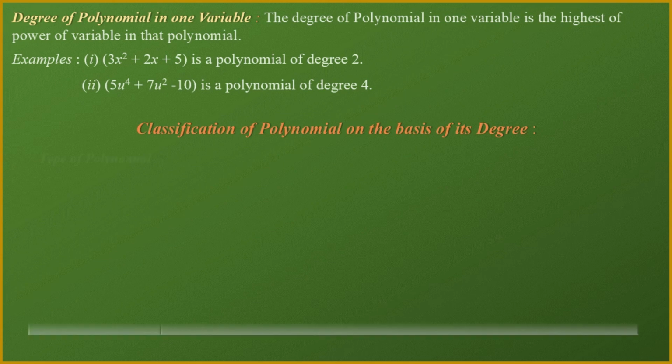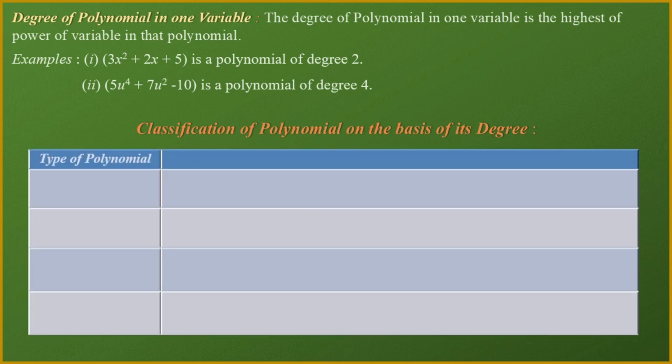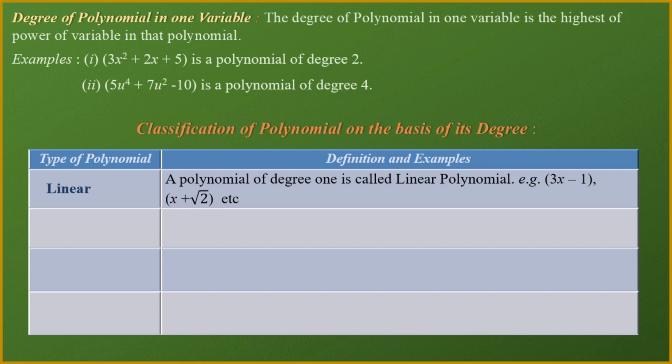So let us see the first one. First one is given here as linear. Linear means if any polynomial has degree 1, means its highest power is 1, it is called a linear polynomial. Observe the example, 3x minus 1. What is the highest power here? That is 1. X plus root of 2. Power of variable you have to observe. So we can say that here the highest power is 1. That is why it is called linear.